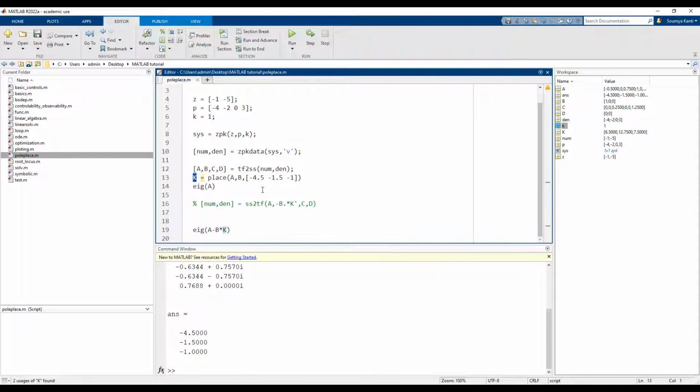So this is how you do pole placement using MATLAB. You use the function place, and you provide A, B and the required locations of the desired poles.